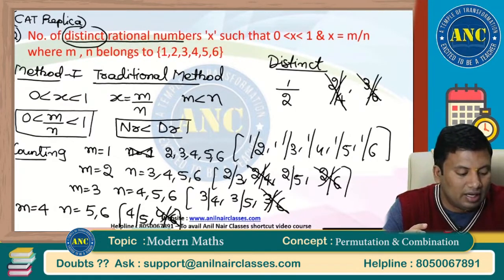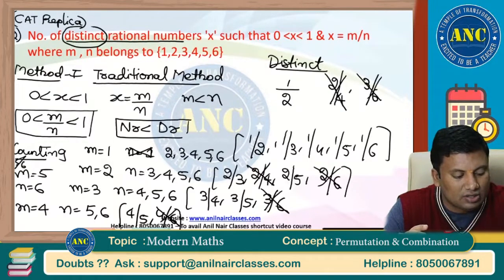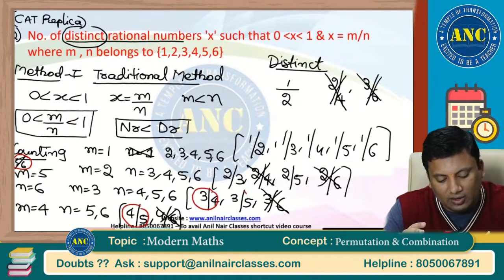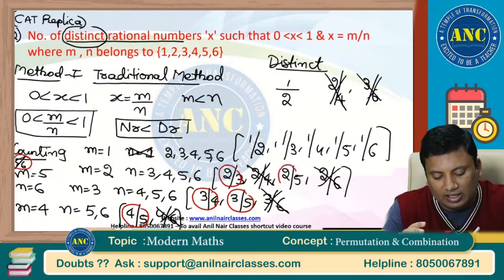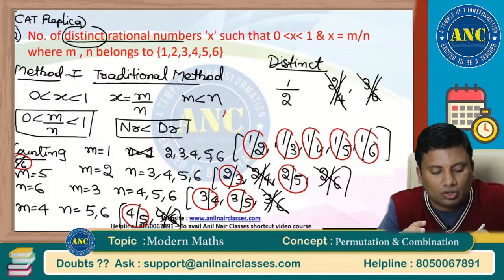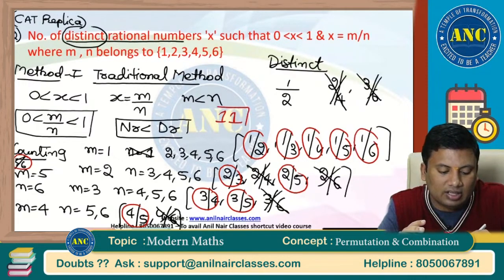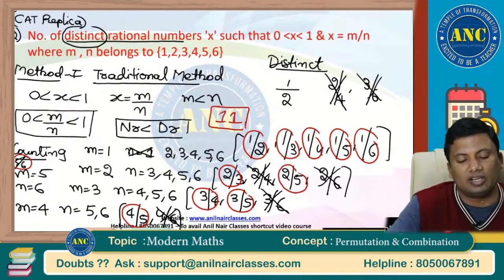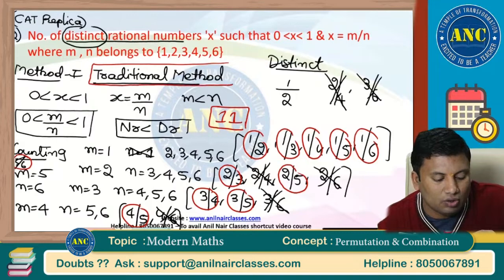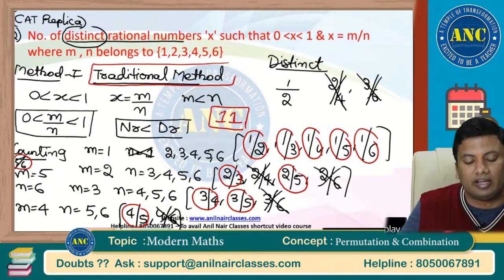Double counting. M equivalent to 5, n equivalent to 6. 5 by 6. So, how many total cases did we get? Total cases are this one case, second case, third case, fourth case, fifth case, sixth case, 7th, 8th, 9th, 10th and 11th. So, what will be the answer? The answer is nothing but 11. This is the traditional method, where a student slowly understands the question and solves it step by step.